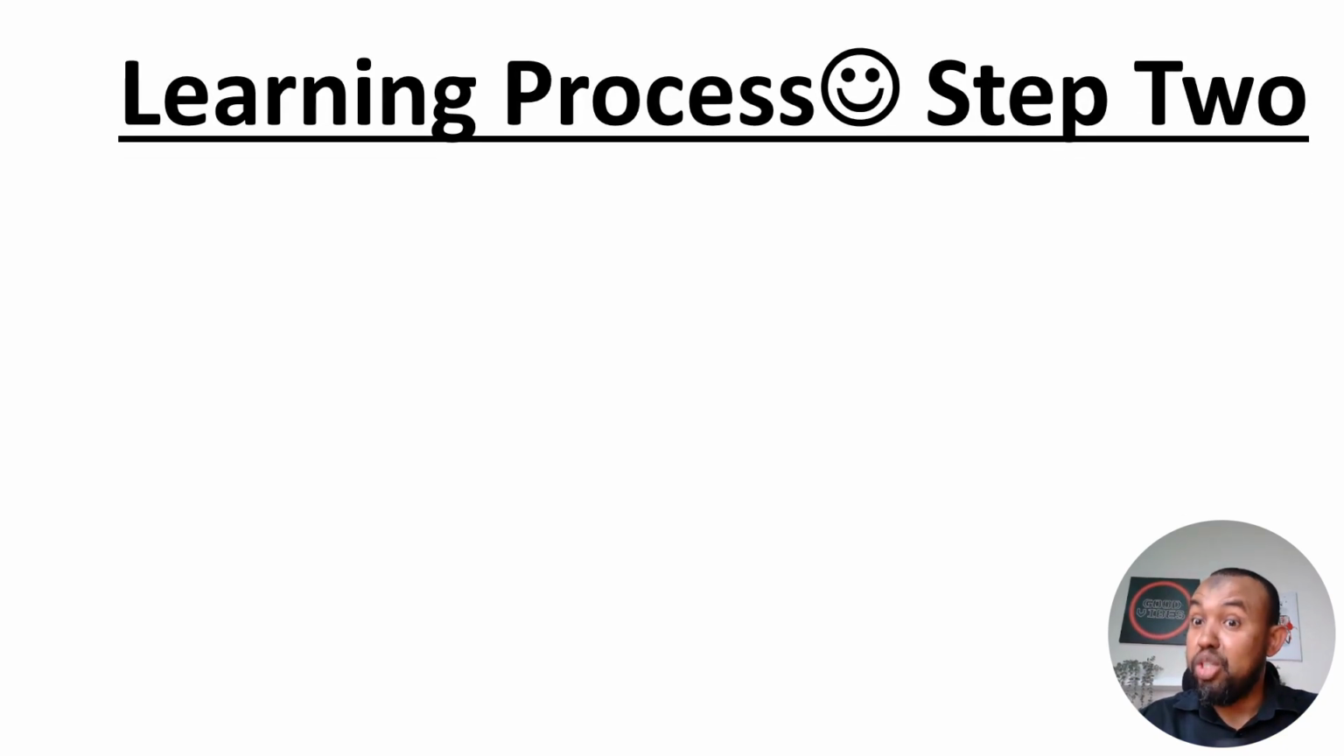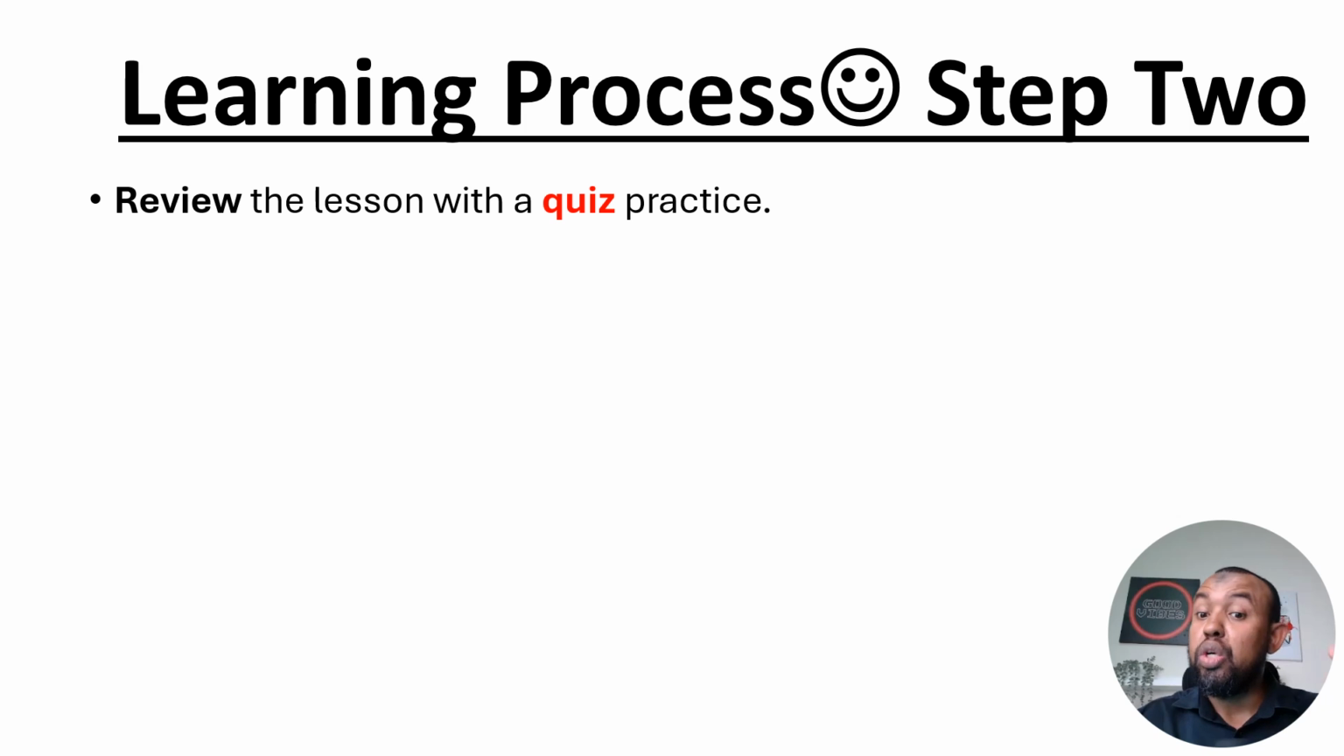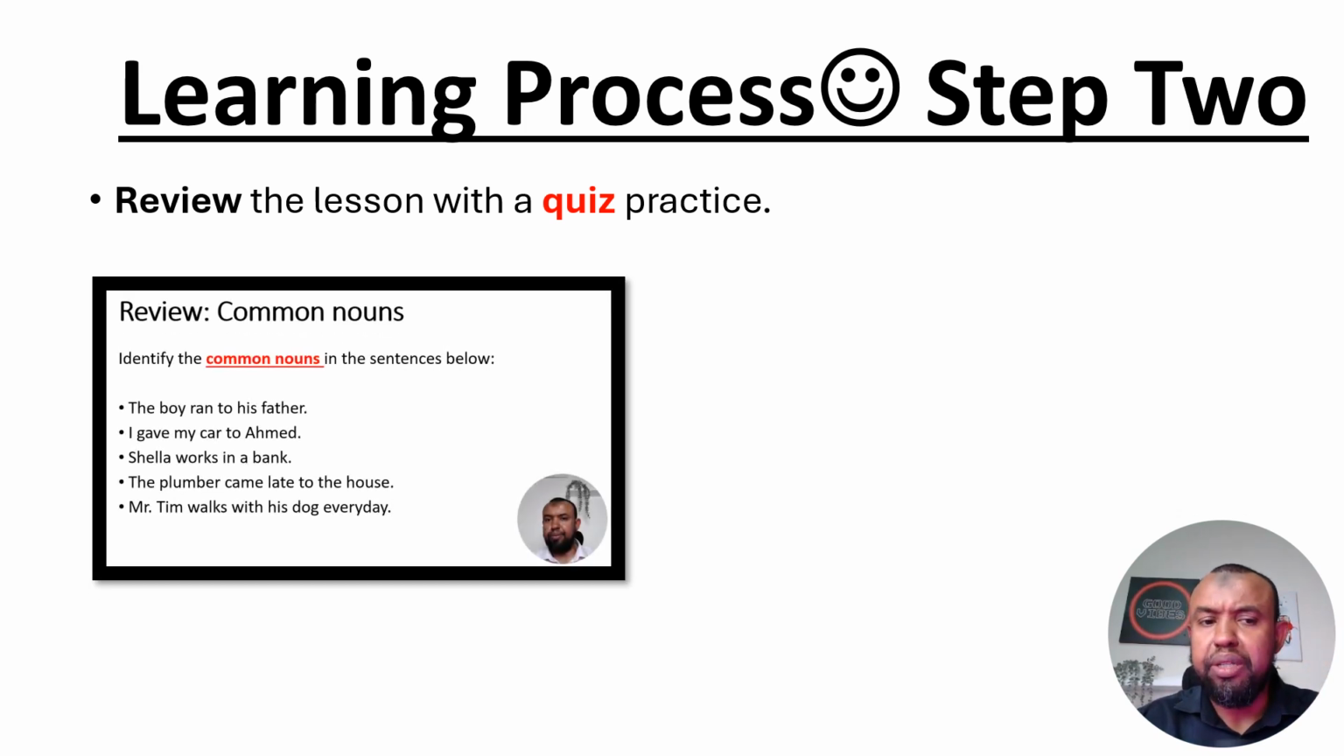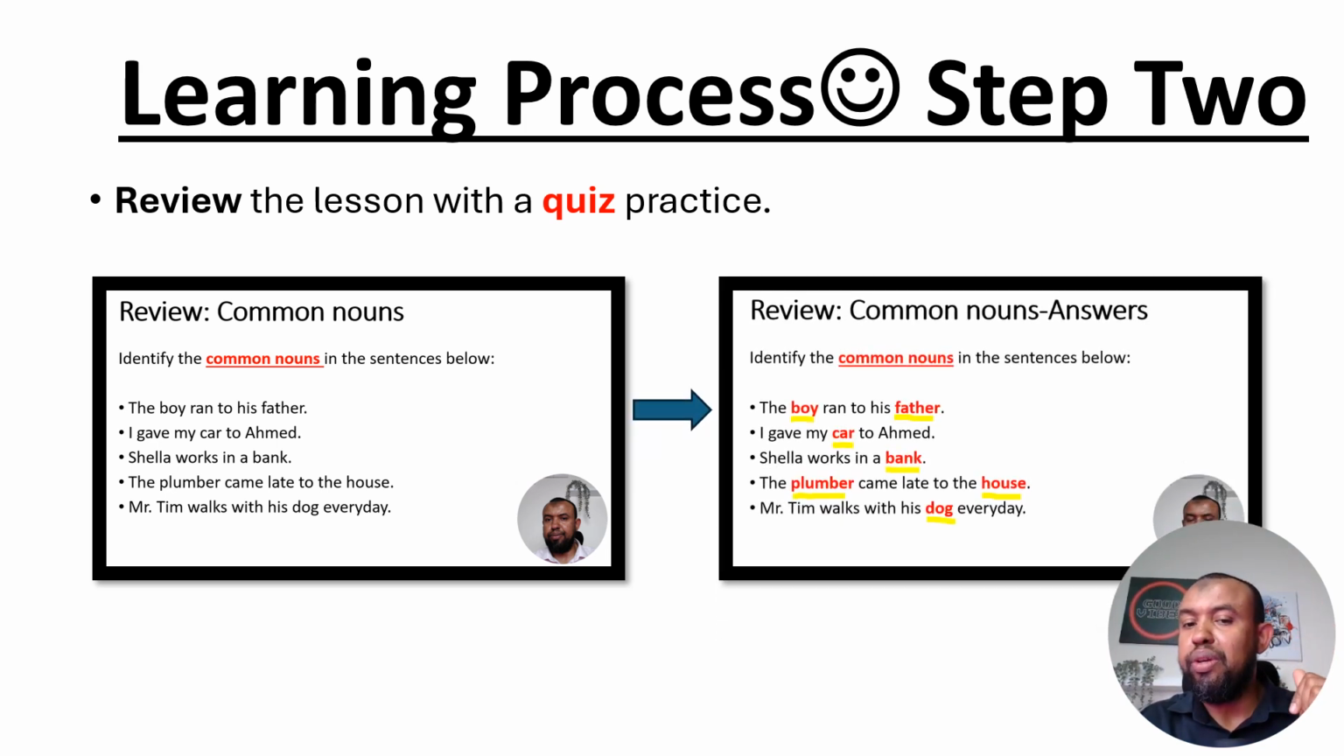So that was the first step, the learning process. Then there is a second step. The second step is also equally important, which is reviewing the lesson with a quiz at the end of each lesson. So let's say, for example, we practiced the common nouns grammar point. So here we have a review section where I tell you to identify the common nouns in the sentences below. So these are 3 or 5 sentences. You would have to read the sentence and then you have to underline, okay, where is the common noun? And then on the next slide, I share with you the correct answers.